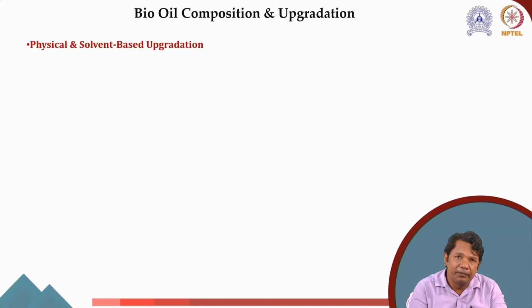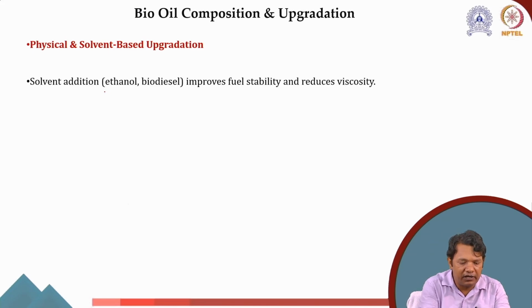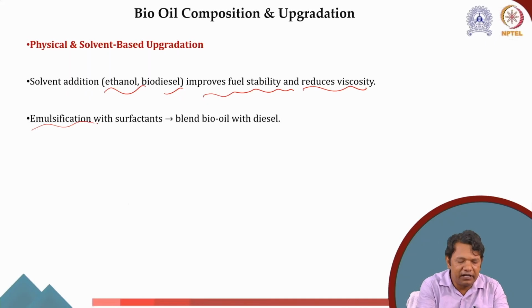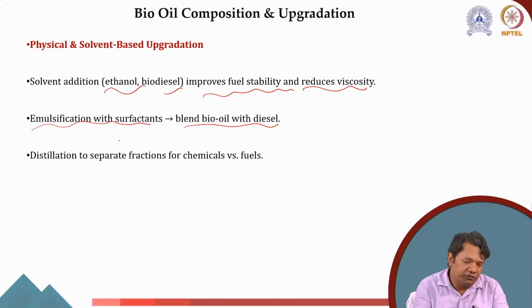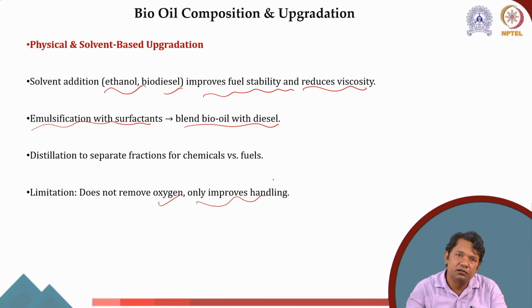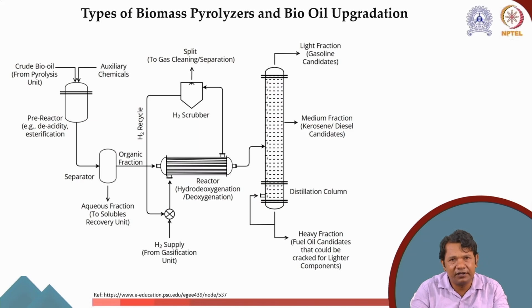Similarly, we can have physical and solvent-based upgradation. For example, solvent addition like ethanol or biodiesel improves the stability and reduces the viscosity. We can have emulsification with surfactants to blend bio-oil with diesel. We can have distillation to separate the fractions of chemicals and fuels. But the problem with these methods is that they do not remove oxygen and only improve the handling of the bio-oil. So these are some of the limitations.